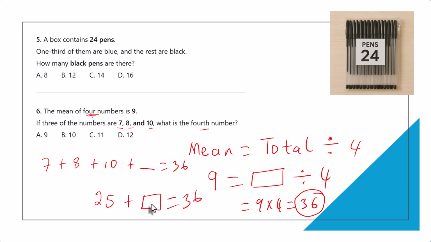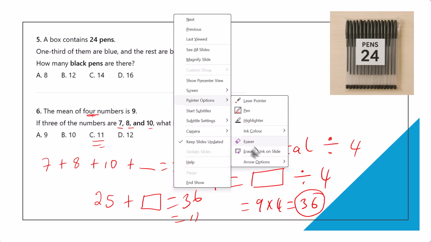How will you get this number in the middle here? You do the opposite. You do 36, and you're going to take away 25. And that should give you 11. 36 take away 25, that's going to give you 11. So that 11 is the missing number. Okay, hope that makes sense. That 11 is the missing number, and that's it. Okay. Now we're going to go to question 7.